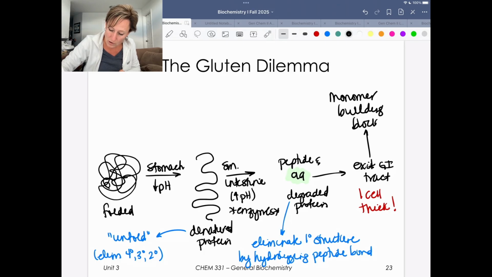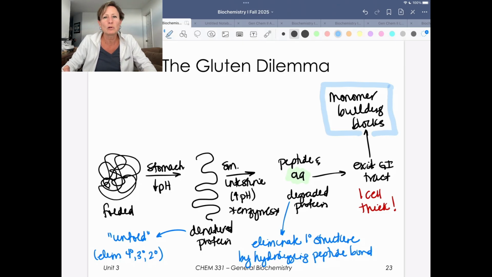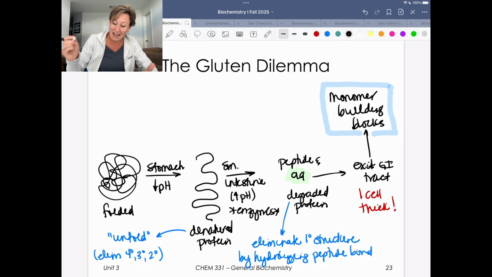We'll talk a lot more about this next semester, but the purpose of the consumption of proteins is generally to obtain the amino acid building blocks to either make new proteins or to make amino acid derivatives, things that we need to build to have our body run. So that's the normal course of action, and the idea is that only monomers exit the GI tract.